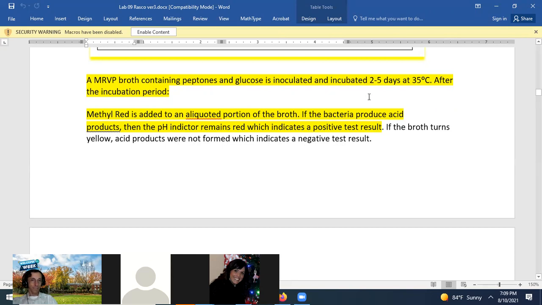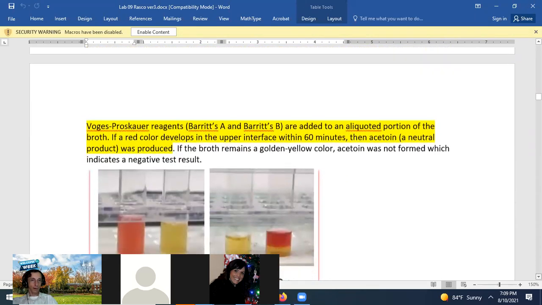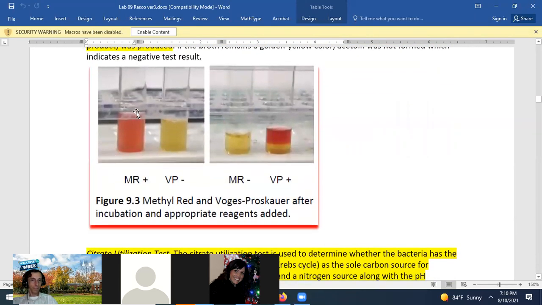Methyl red: you take the MR-VP tube and you add your bacteria to it. And after 5 days of incubation, you then take the tube and divide it into two. And you add methyl red to the MR portion of the tube. And if it turns red, the MR test is positive. If it does not turn red, stays yellow, then the MR test is negative. Any question about that?